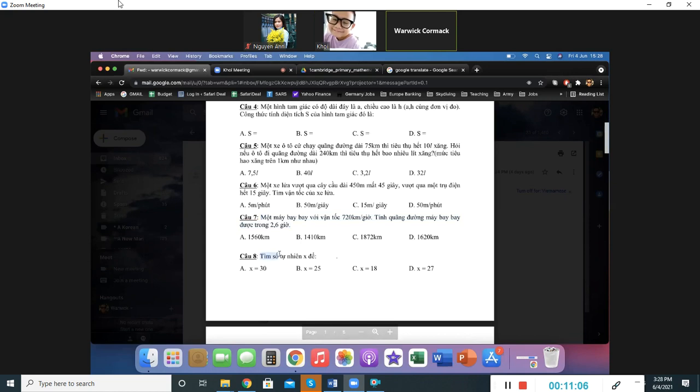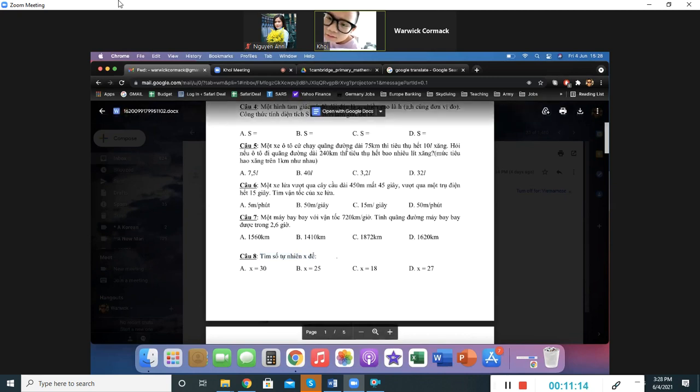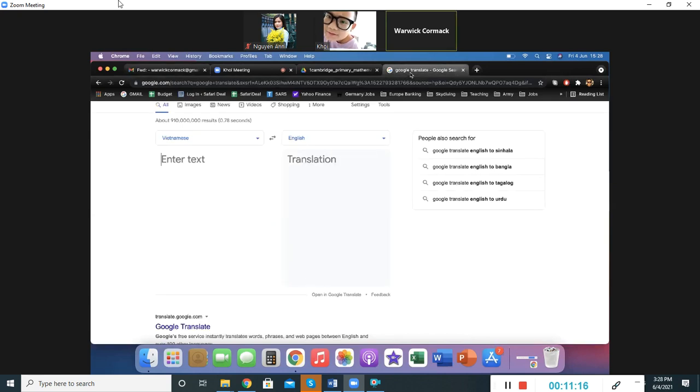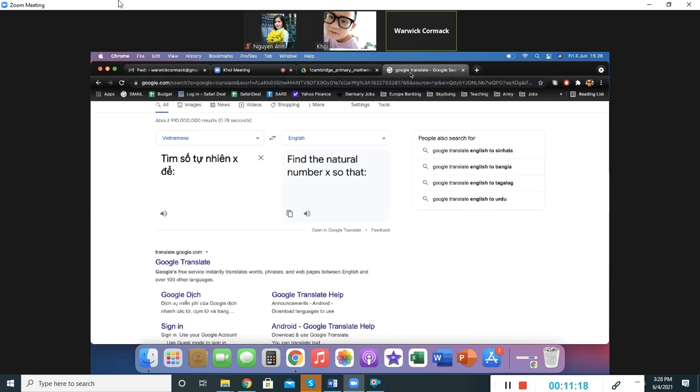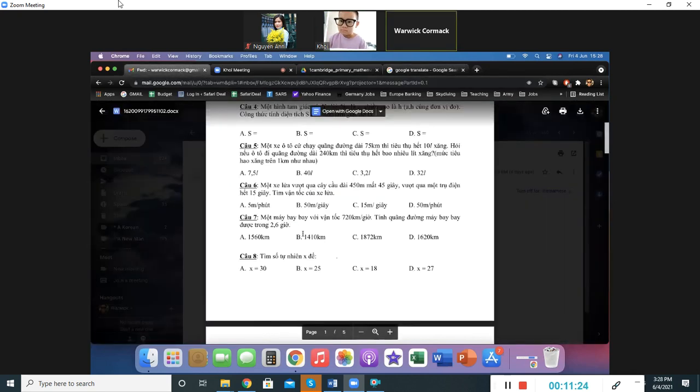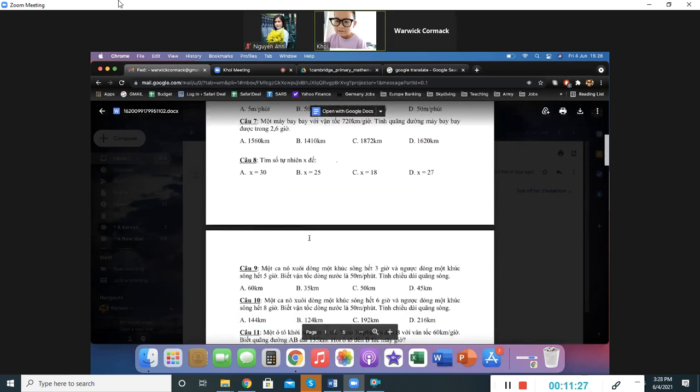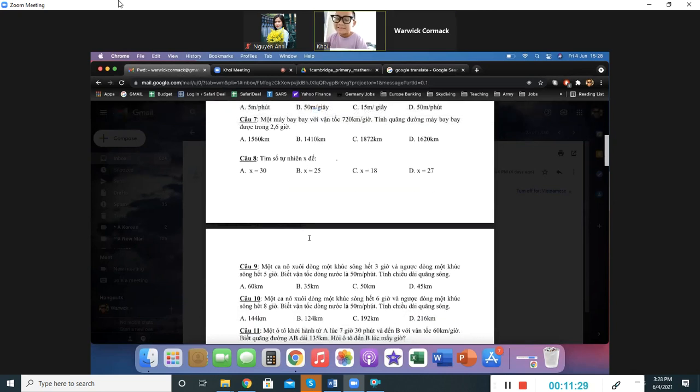Can you see? What does 8 say? Find the natural number x. Hold on, this doesn't... I think they don't have the sum. There's no sum here.